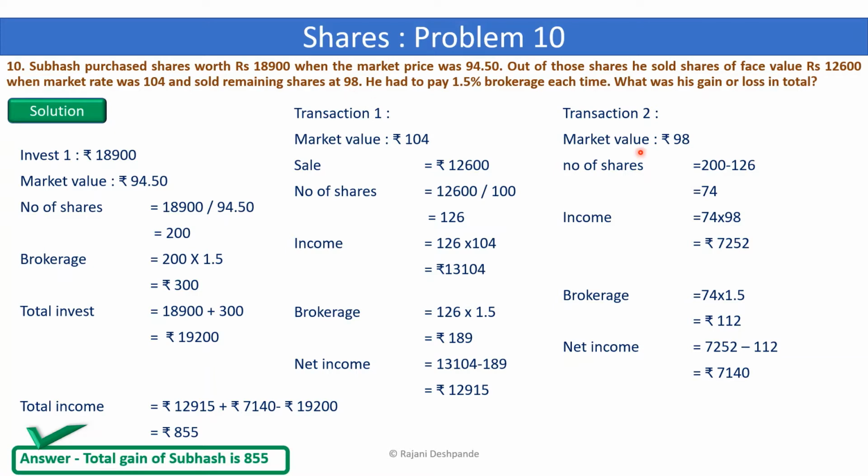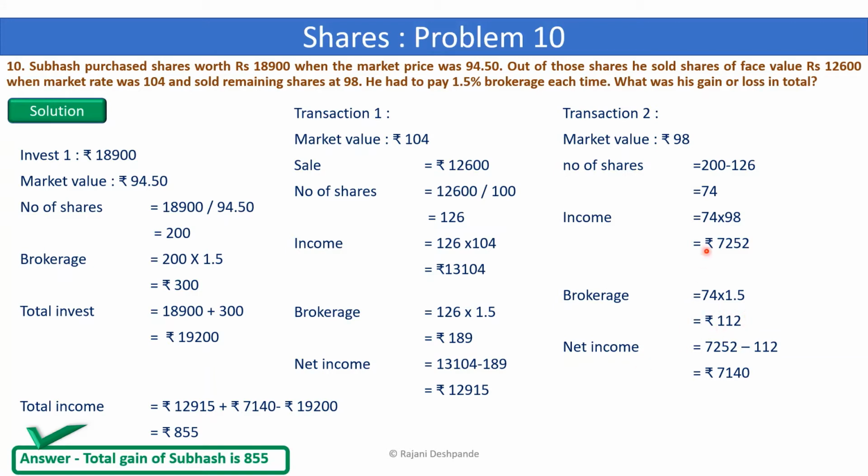Now the remaining shares he sells at 98. So the market price of one share here is 98. The total number of shares is 200. 126 he has already sold for 104 rupees, so the remaining number of shares are 74. So 74 shares he sells at rupees 98 per share. So he gets 7,252. Now again he has to pay 1.5% brokerage. The number of shares here is 74, and 74 into 1.5 is rupees 112. So he pays a brokerage of 112.